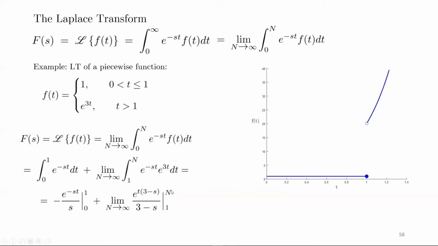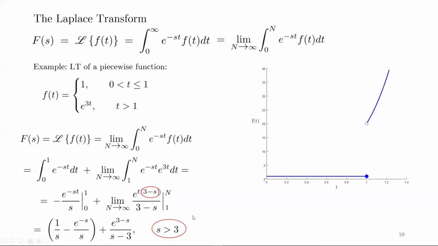Okay, but it's negative, because this is the lower limit of integration, so I'm going to get negative e to the 3 minus s over 3 minus s. And this one over here, I'm going to get negative e to the minus s over s, take away e to the 0, so it was 1. So I'm going to get positive 1 over s. So 1 over s minus e to the minus s over s, plus this term from this second integral here.